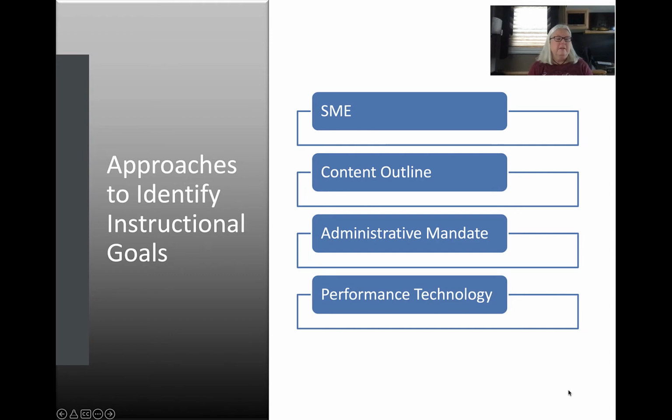The second one is content outline. In this approach, the lack of knowledge or skill is assumed to be caused by students not learning the right type or amount of content. So we're just saying that whatever they've learned isn't the right amount or type. Okay. Thirdly, administrative mandate, and this is where we have laws and boards and agencies that mandate that certain training have to take place. Okay.